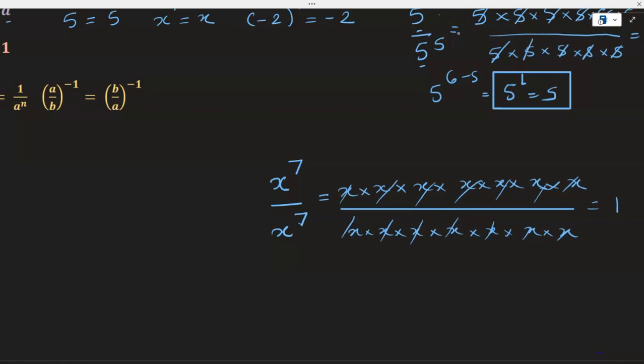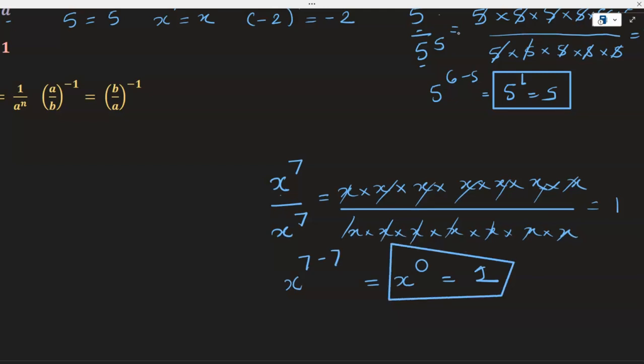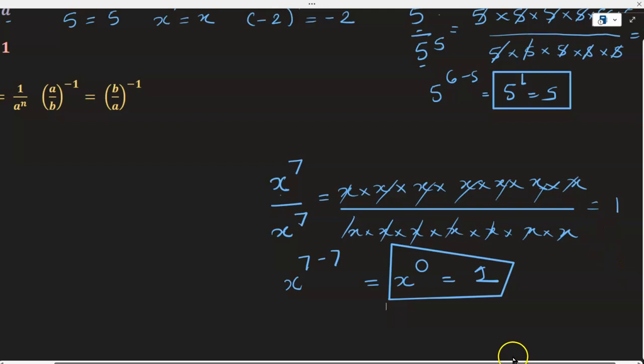Now let us do this example by using laws of exponent. Again, it's a division with the same base. According to the laws of exponent, if two numbers have the same base and are divided by each other, we simply subtract their powers. Both have power 7, so it is x to the power 7 minus 7, and 7 minus 7 is 0. But we already evaluated this as 1. So we can say that x to the power 0 is equal to 1. Any number to the power 0 will be equal to 1.